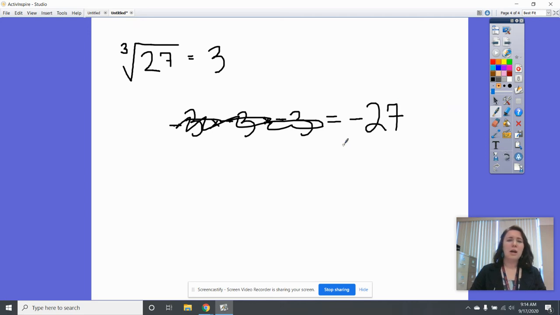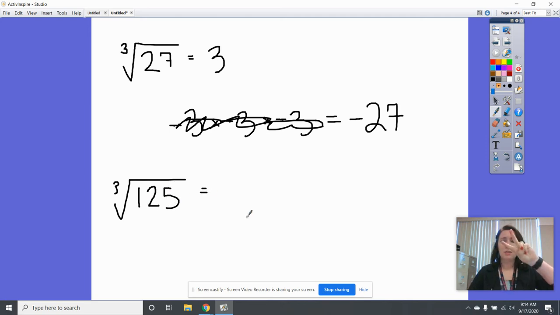Okay, let's try something else. How about the cube root of 125? That means, again, what number times itself three times equals 125. Maybe you know that off the top of your head, or we just use the calculator. I type 3 to represent the cube, second, and then that button, which gives me this cube root symbol. Then I type 125, and the answer is 5.